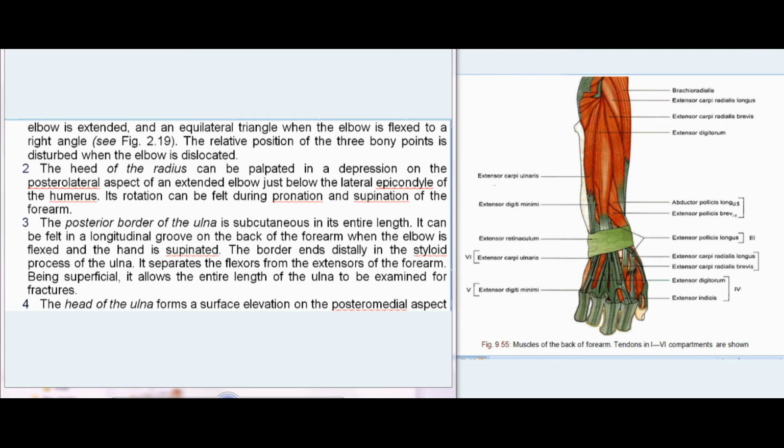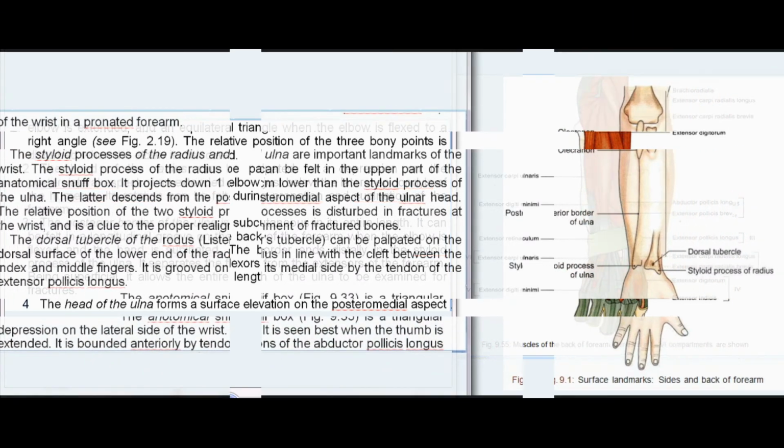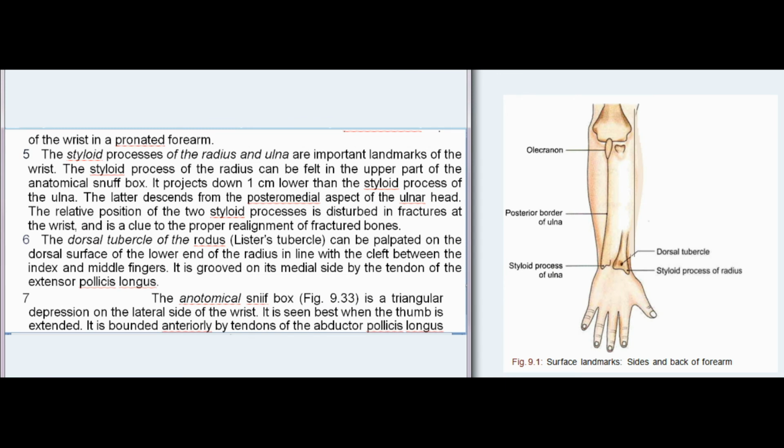4. The head of the ulna forms a surface elevation on the posteromedial aspect of the wrist in a pronated forearm. 5. The styloid processes of the radius and ulna are important landmarks of the wrist. The styloid process of the radius can be felt in the upper part of the anatomical snuff box. It projects down 1 centimeter lower than the styloid process of the ulna. The latter descends from the posteromedial aspect of the ulnar head. The relative position of the two styloid processes is disturbed in fractures at the wrist, and is a clue to the proper realignment of fractured bones.